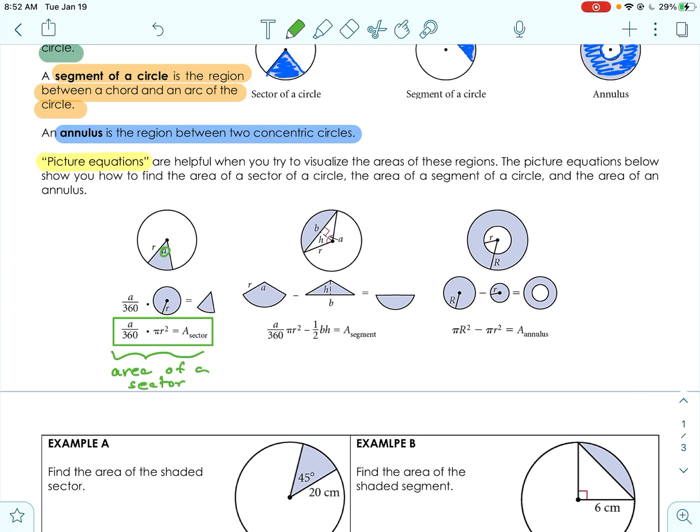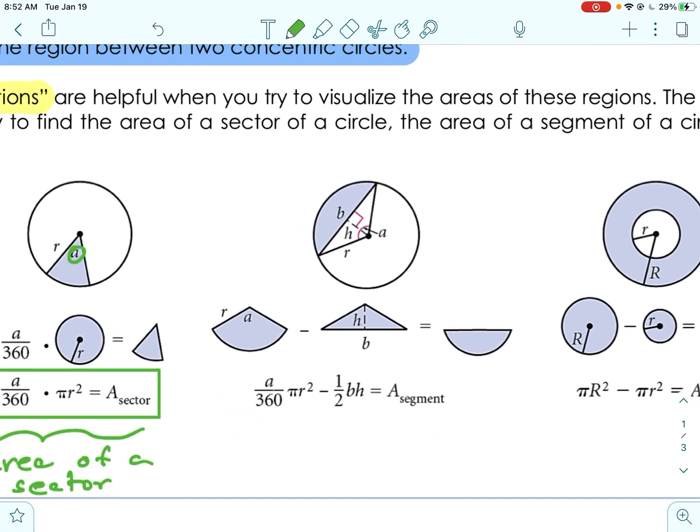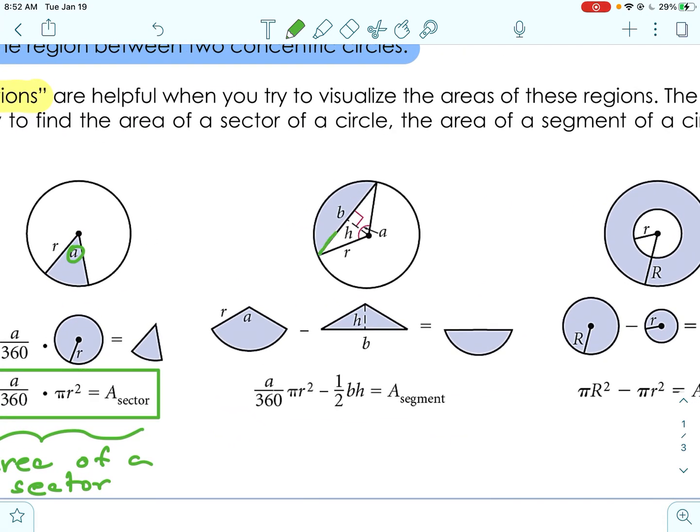To find the area of a segment, if you look at this picture, you'll see that you have this segment right here that we want to find the area of. And if you look at this, it's actually equal to, it's kind of like you have a sector of this circle, but you have to subtract the area of this triangle.